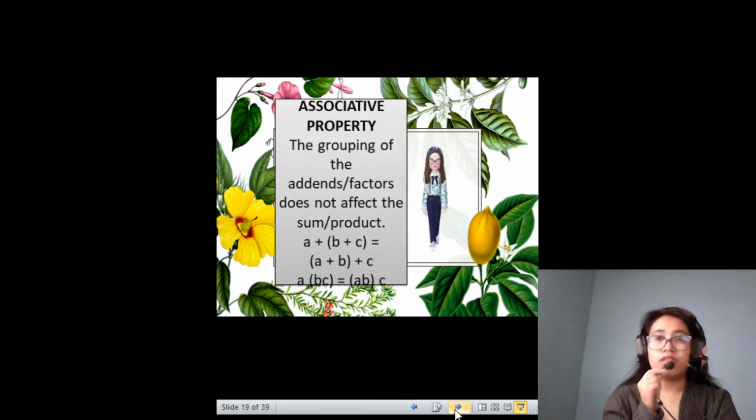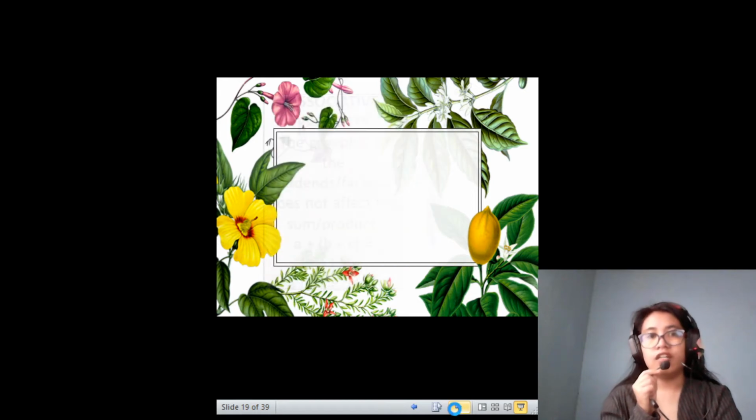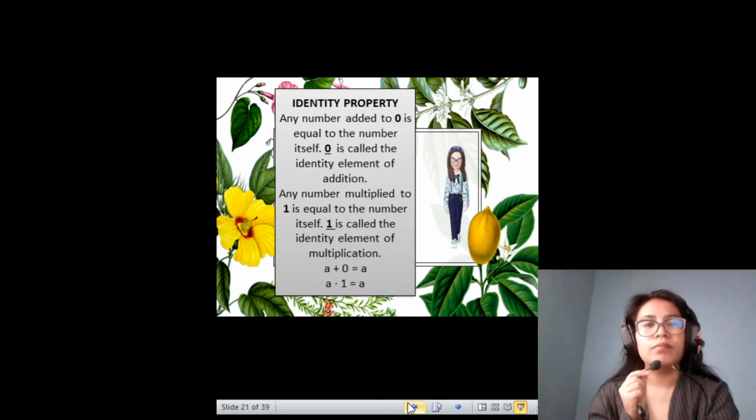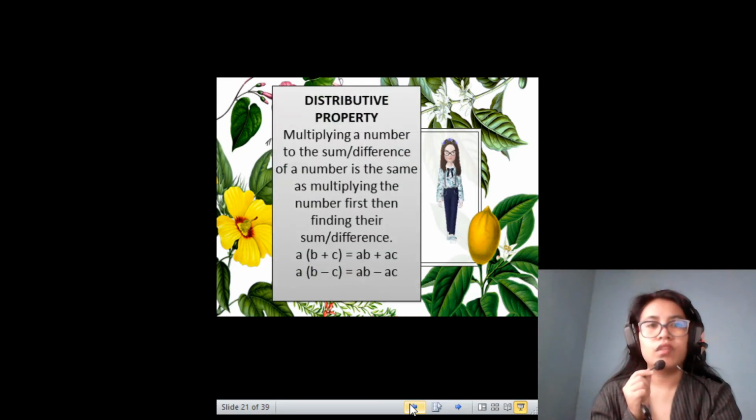Next, the associative property: the grouping of the addends or factors does not affect the sum or product. Again, this property is only for addition and multiplication. A plus quantity B plus C is equal to quantity A plus B plus C, or 1 plus quantity 2 plus 3 is also equal to quantity 1 plus 2 plus 3. The same goes with multiplication.